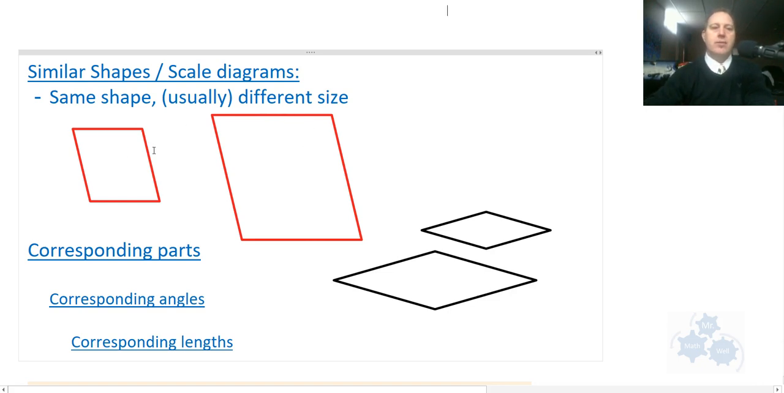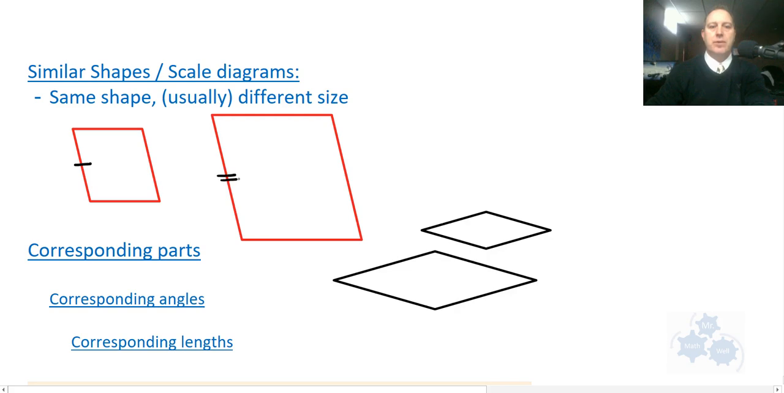So these two right here, this rhombus and this rhombus, would be similar. Now, why would they be similar? Well, we have to talk about corresponding parts in order to determine if two shapes are similar. So what are corresponding parts? If you look at this side right here, the corresponding side is this one over here. They're different lengths, so I'll put 2 marks here and 1 mark here. But those would be corresponding sides. The side from here to here is corresponding to this side. It's the same part of the similar shape, or of the scale diagram.